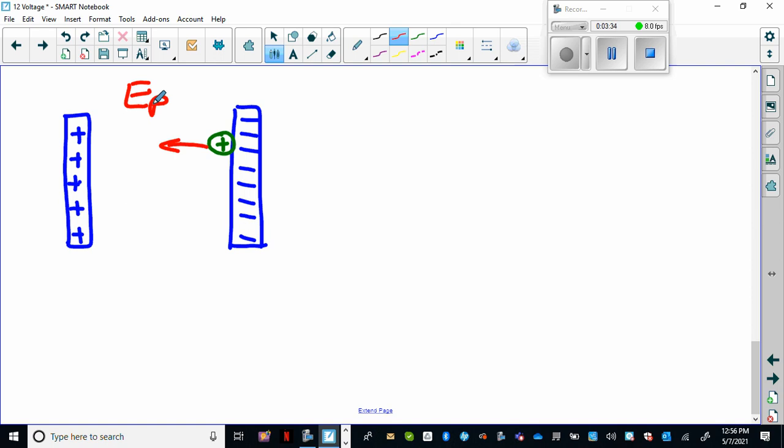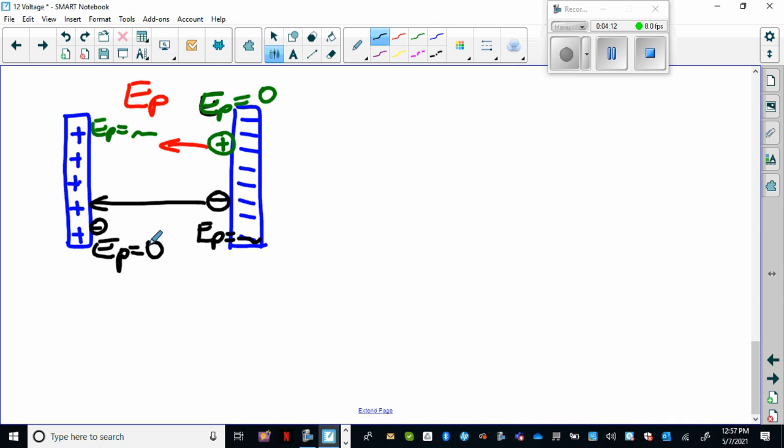Now let's just do another example. What if I put an electron right here? Does this have any electric potential energy? And the answer is yes. So let's review. Here it has zero electric potential energy. And over here, it has some value. We don't know what it is. It could be anything. For the electron here it has lots of electric potential energy because it's going to be repelled by the negative plate, so some value. And then once it gets over here, then that electron is going to have zero potential energy.